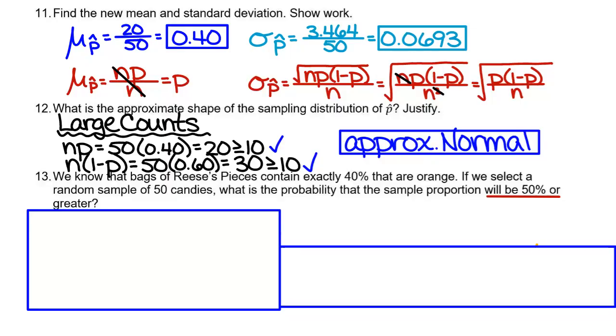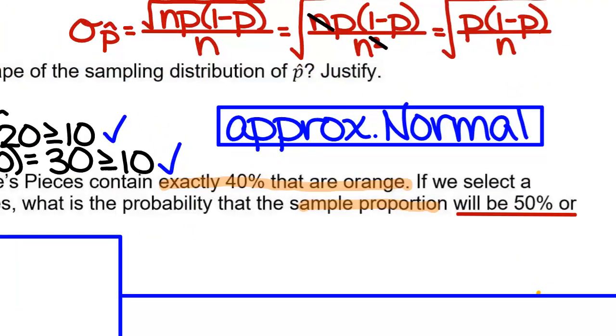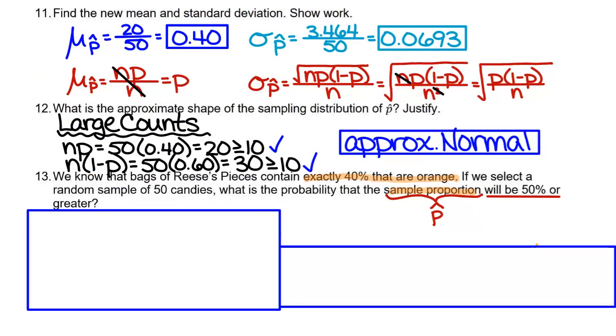We know that bags of Reese's Pieces contain exactly 40% that are orange. If I select a random sample of 50 candies, what is the probability that the sample proportion, what's another way of saying sample proportion? P hat. What is the probability that the sample proportion, P hat, will be 50% or greater?